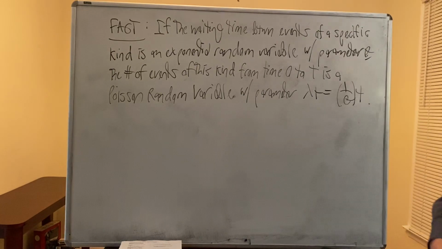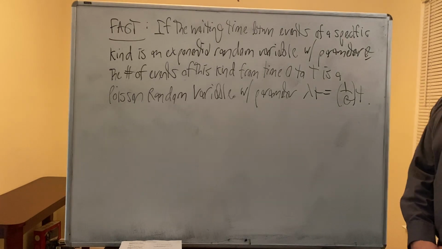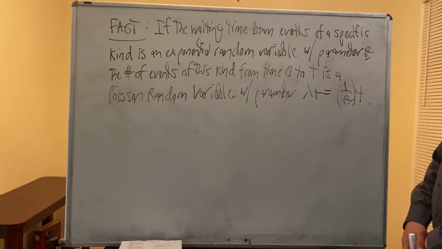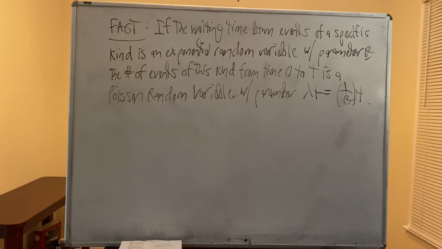In fact, if the waiting time between events of a specific kind is an exponential random variable with parameter theta, the number of events of this kind from time 0 to t is a Poisson random variable with parameter lambda t, which equals 1 over theta t. Okay? So if you have an exponential random variable, you can think of an equivalent Poisson random variable in that situation. Okay? So that's what this says.